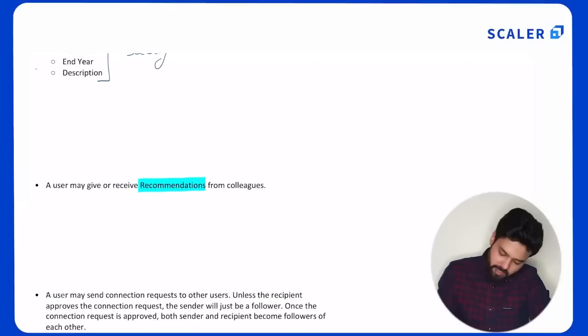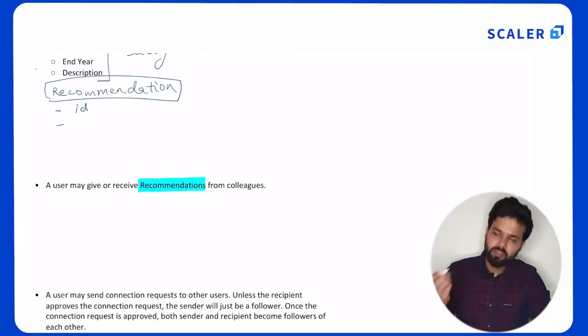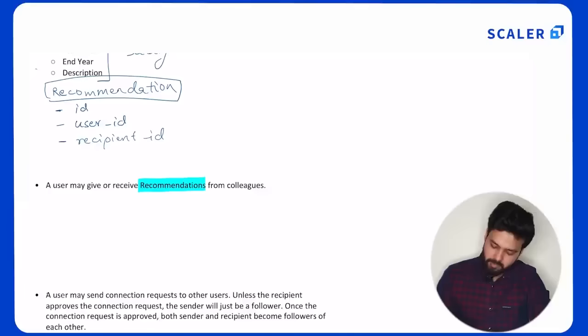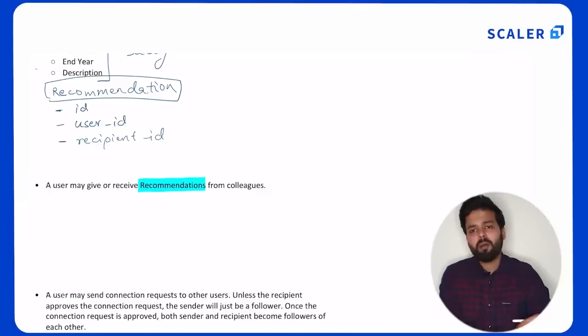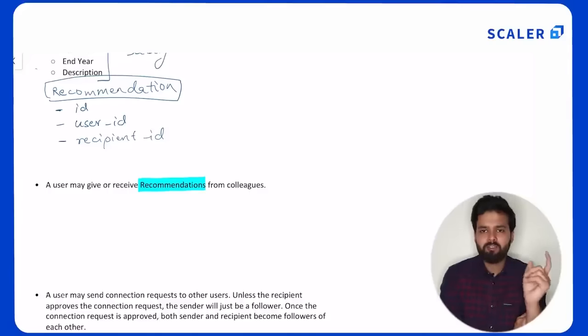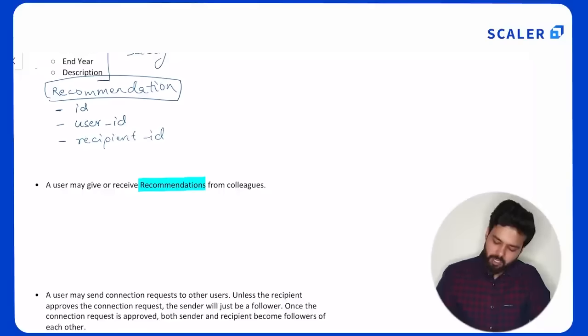So let's go ahead and create a recommendation entity. We'll have an ID, the person who has given the recommendation, so let's say user ID for that, and it will also have a recipient ID, right? Do I need to create a mapping table in this case? Now a particular recommendation will have just one user ID and it will also have one recipient. That information is actually captured in this particular table, so we don't need a mapping table in case of a recommendation.